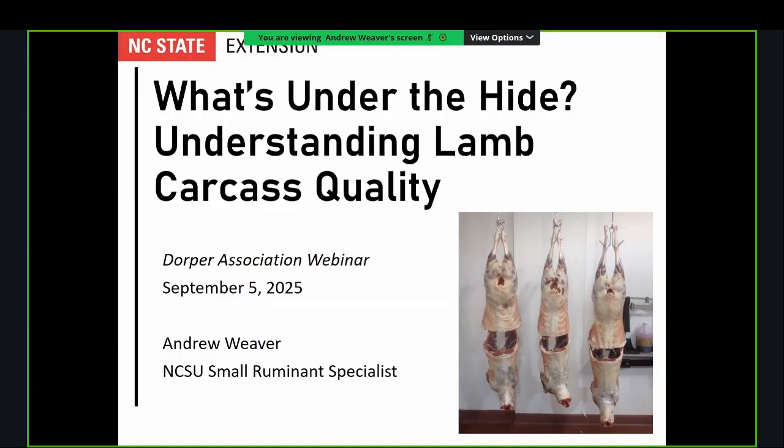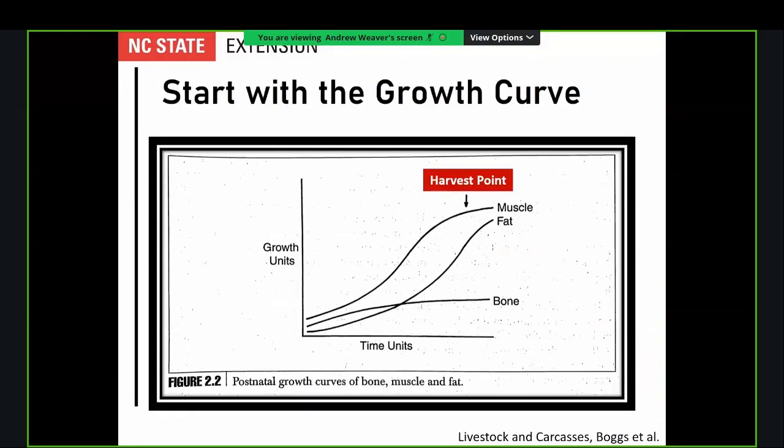To get started, if you haven't seen it already, hopefully you have, and have some understanding of the growth curve, I thought I'd share this as an illustration that shows, when we're developing market animals, how those different tissues develop relative to one another, and when we need to think about an ideal harvest endpoint for those animals to ensure that we have adequate muscle development, some fat but not too much fat, and get the proportions of those in an ideal spot.